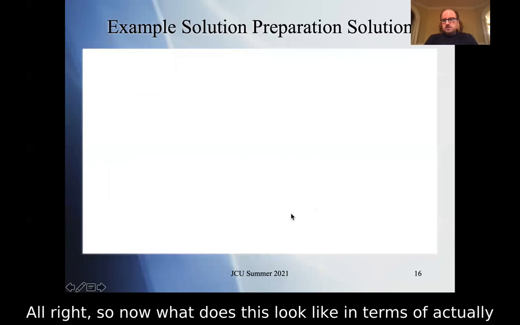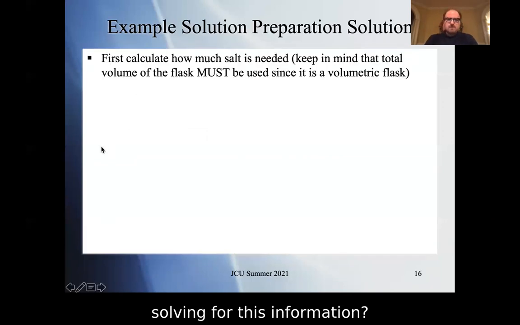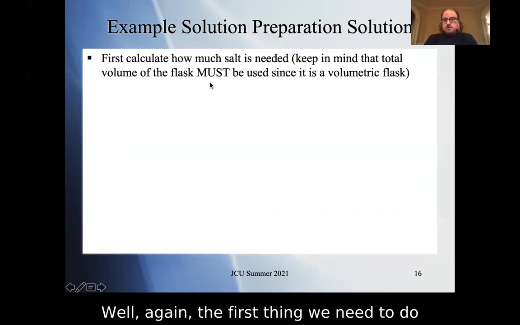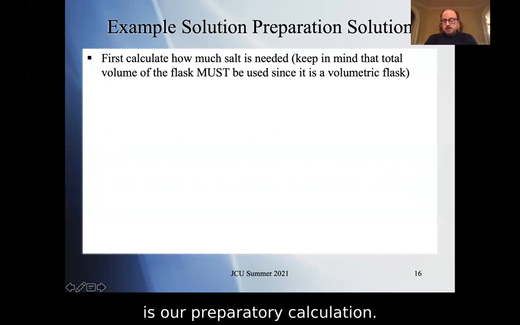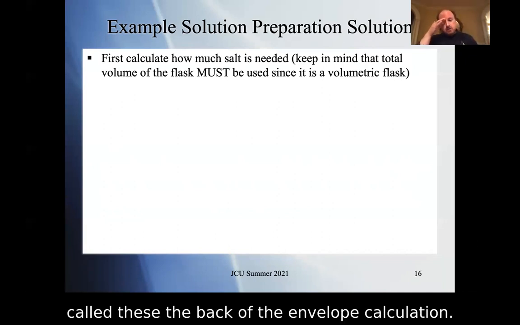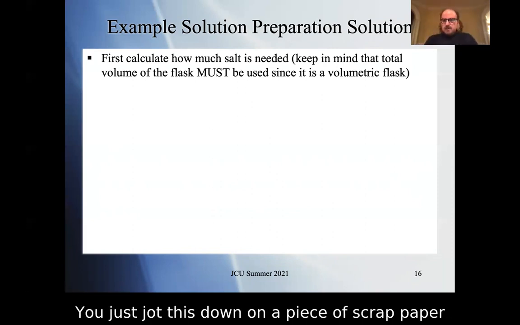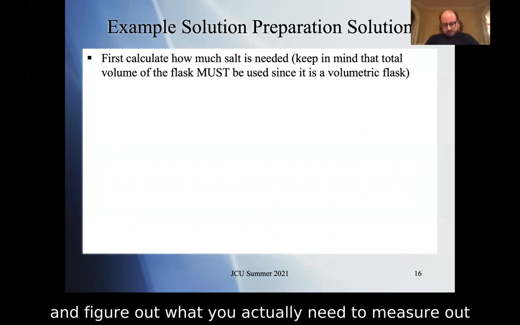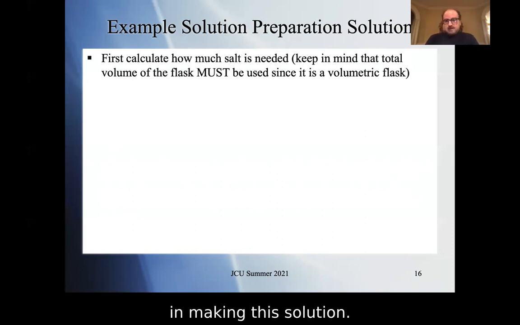All right, so now what does this look like in terms of actually solving for this information? Well, again, the first thing we need to do is our preparatory calculation. When I first learned about this, my teacher called these a back of the envelope calculation, right? You just jot this down on a piece of scrap paper and figure out what you actually need to measure out in making this solution.